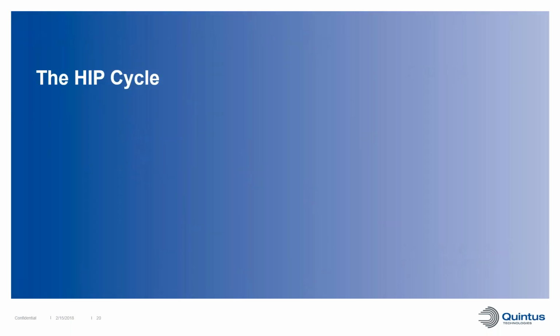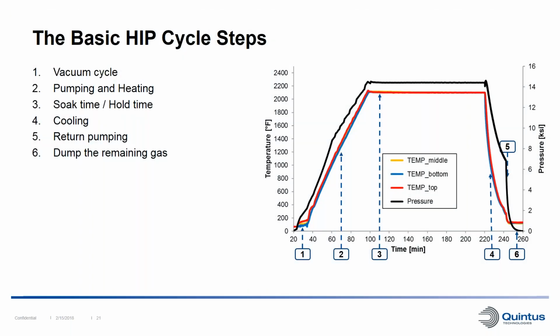If we look more into the details of the HIP cycle, here to the right we can see an overview of a typical HIP cycle. And I will go into more details on these steps, shown to the left, soon. First, I just want to say that the graphs we will see in this section will be log data from actual HIP cycles. On the left vertical axis, we have temperature in Fahrenheit. On the right vertical axis, we have pressure in KSI. And on the horizontal axis, we have time in minutes.